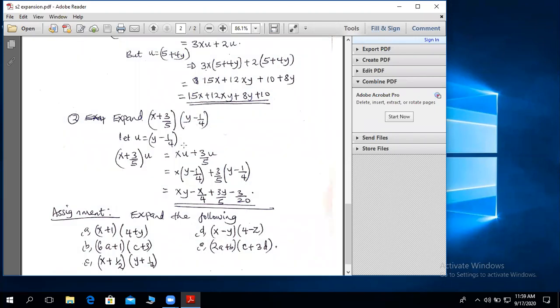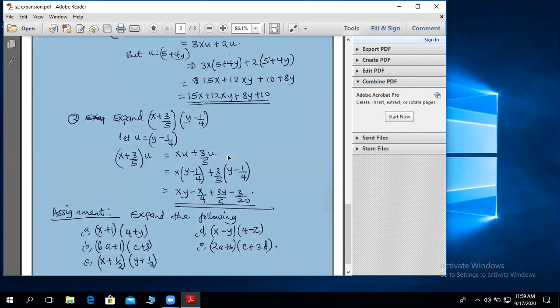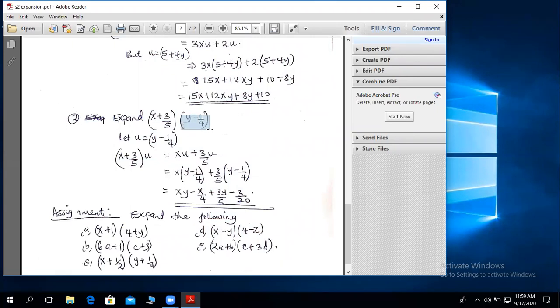So from here, why can't you just say x into y minus a quarter, then plus 3 out of 5 into y minus a quarter. Alternatively, you let this one equal to u. I used u just to help you, but it is not important in your answers. When you are answering, letting u is not important as long as you know what to do. So I let u equal to y minus a quarter.